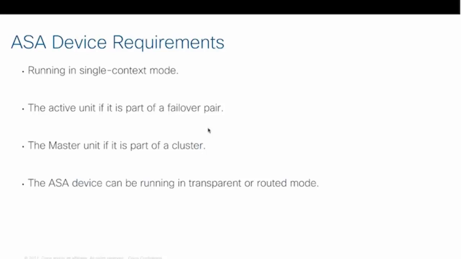If the configuration file is to be taken from an ASA which is in active standby failover, then the configuration should always be taken from the active unit in the failover. Also, if the ASA is part of a cluster, then the configuration file has to be taken from the master unit. The migration tool will support the ASA configuration file irrespective of whether the ASA is running in transparent or routed mode.